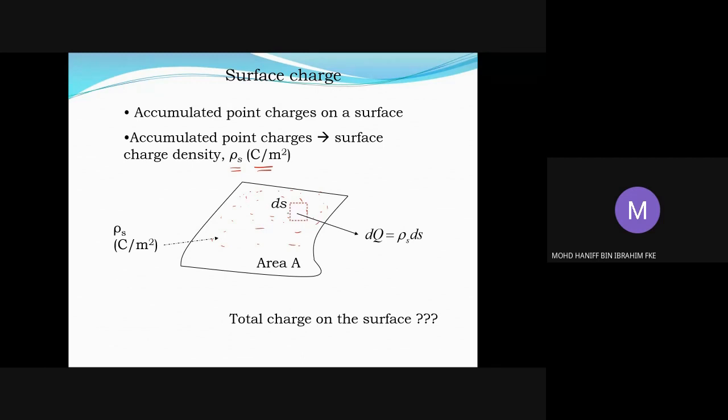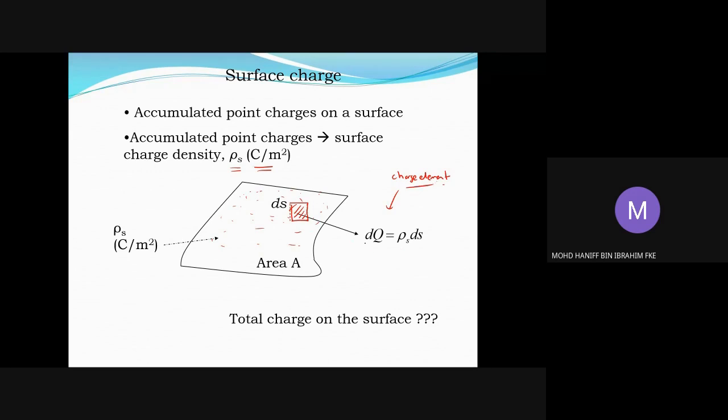So if we consider a small area ds inside this area A, we can have a small amount of charge dq inside this ds area, and this is defined as equal to rho s ds, which is similar to what we learned previously for the line charge. For line charge, we have dq equals rho L dl, and for surface charge, it should be rho s ds. So this is also known as a charge element, or element of charge, for the surface charge structure. Okay.